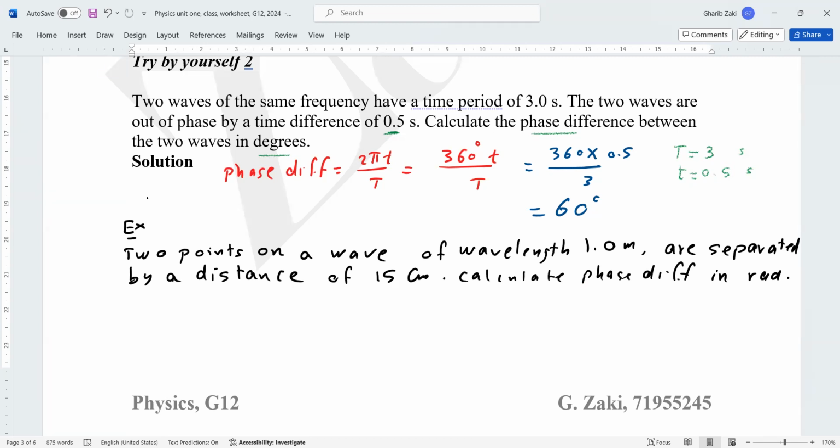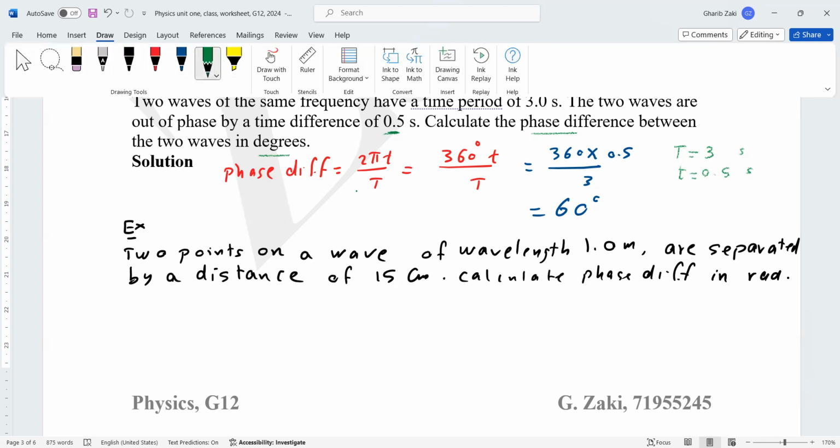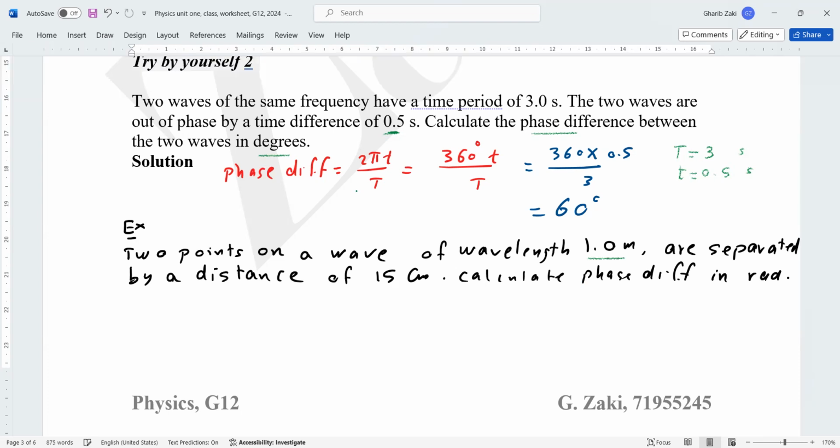Now, think of the question. Here we have the distance. Here, the wavelength is 1 meter, and the distance between the 2 points is 15 centimeters. So we can convert centimeter to meter or meter to centimeter. Okay, we can convert meter to centimeter. Then the wavelength is 1.0 meter or 100 centimeters, and the distance between the 2 points, denoted by small d, is 15 centimeters.